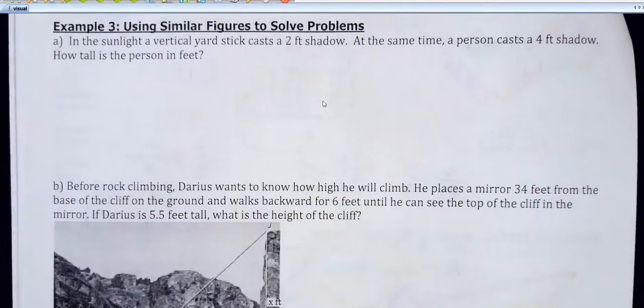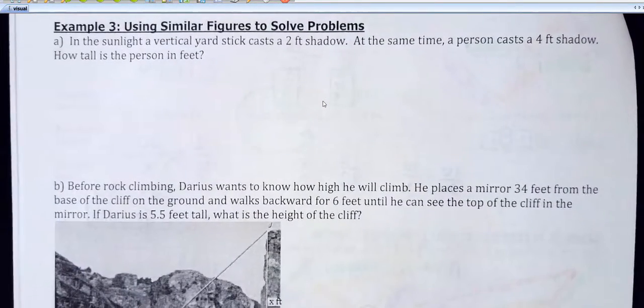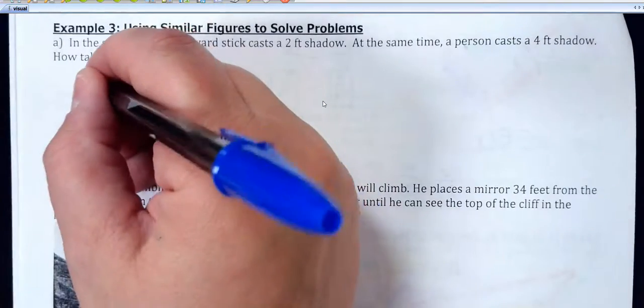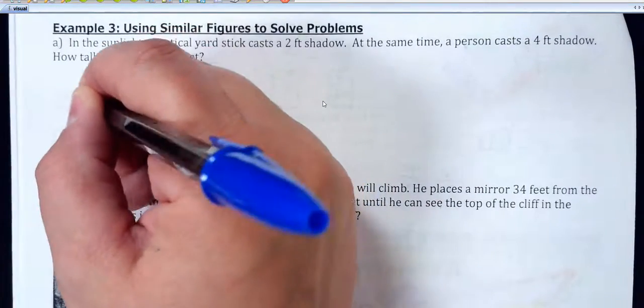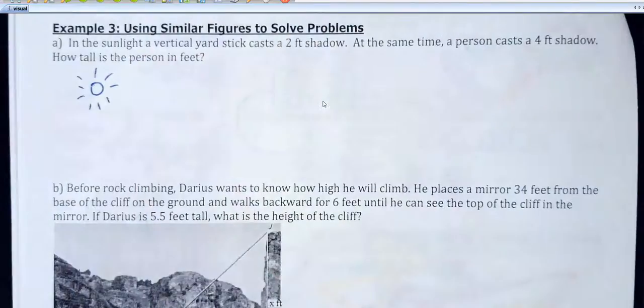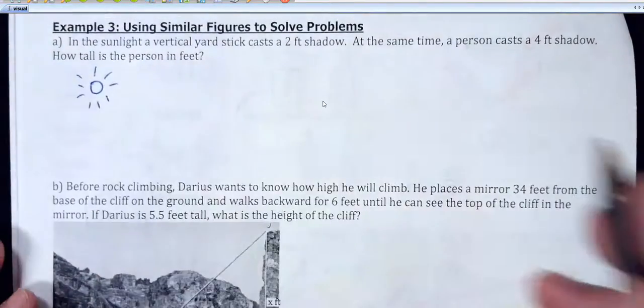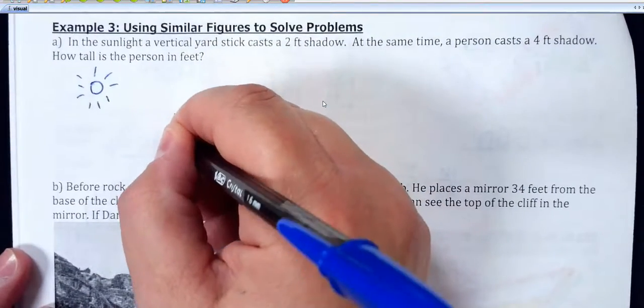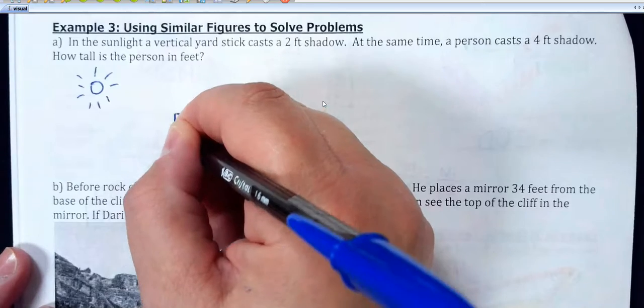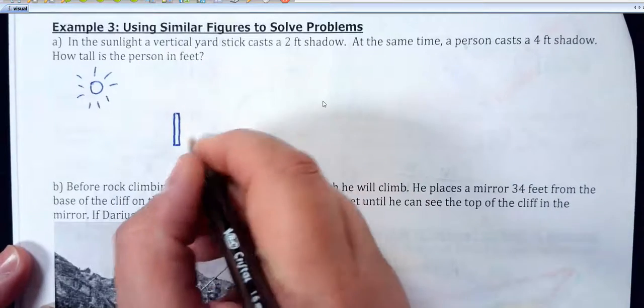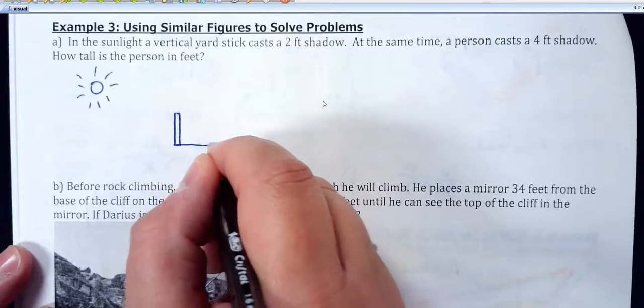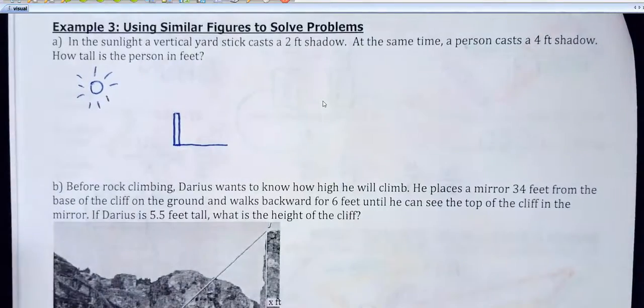So this is a typical use of indirect measurement. All right, so the concept behind this is we'll have two objects near each other outside at the same time. So it says in sunlight, I have a vertical yardstick. So vertical just means straight up and down. And the yardstick casts a 2-foot shadow. Your shadow would go along the ground, right?